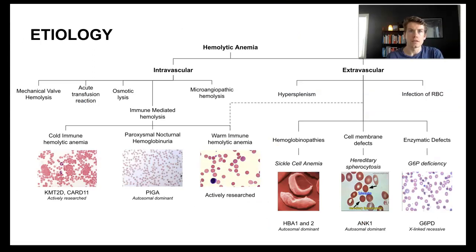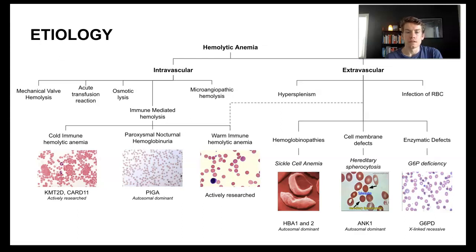So, shifting to etiology, hemolytic anemia can be categorized into two broad buckets. The first is intravascular, which occurs when red blood cells are destroyed in the blood vessel itself, and then extravascular, which occurs in the liver and the spleen within the reticuloendothelial system. Within the intravascular bucket, there are induced and autoimmune forms of anemia. The main induced forms of anemia are mechanical valve, acute transfusion, osmotic-related hemolytic anemia, as well as microangiopathic hemolytic anemia.